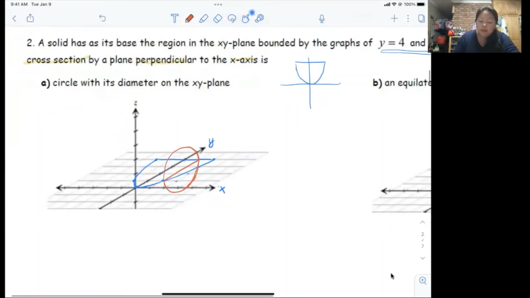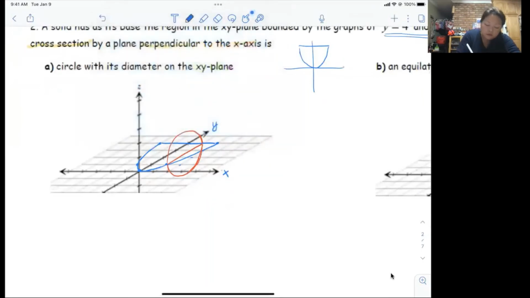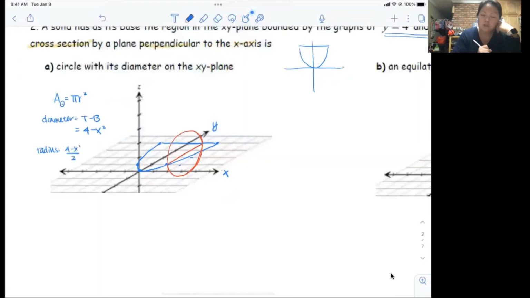Okay. But what is the key point here? First key point is that now we have established that I am dealing with circles. So the area that I'm dealing with is the circle, pi r squared, right? And then how do I find my radius? Well, I don't know my radius yet, but I do know my diameter. So my diameter in this picture is bounded by the top function minus the bottom function. The top function is 4, the bottom function is x squared. I know my diameter is double my radius. So if I take that function divided by 2, I'll get my radius. So radius is going to be 4 minus x squared, over 2.